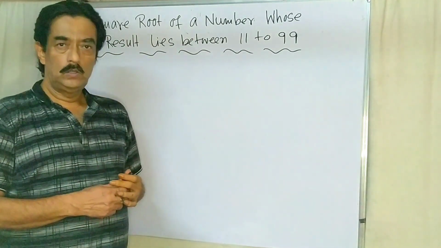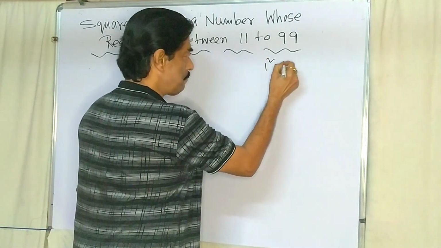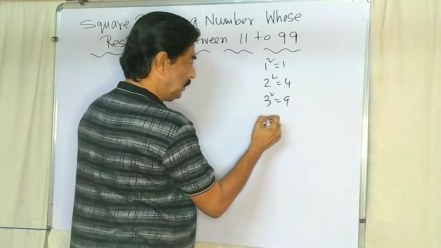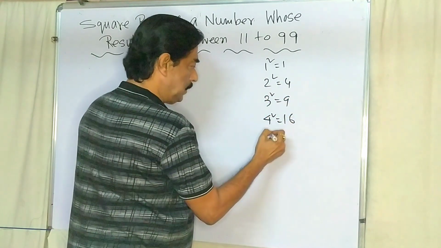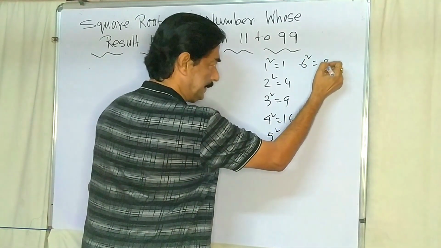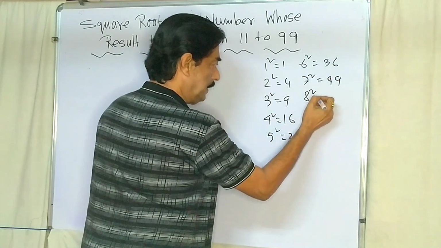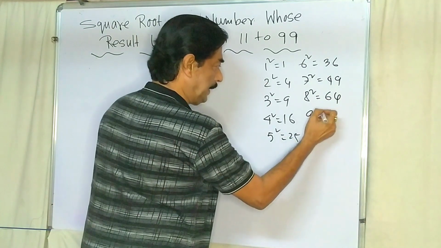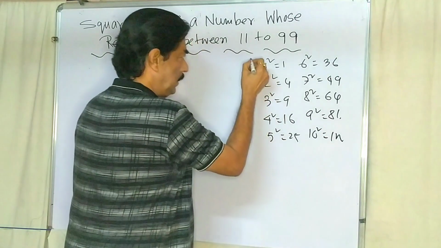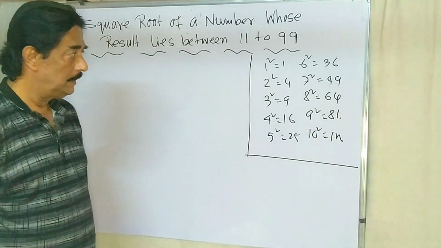We know the squares of 1 to 10. So 1 square is 1, 2 square is 4, 3 square is 9, 4 square is 16, 5 square is 25, 6 square 36, 7 square 49, 8 square 64, 9 square 81 and 10 square 100. Everybody knows this result.